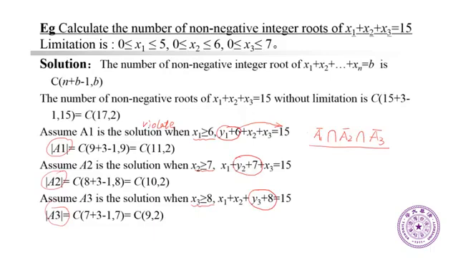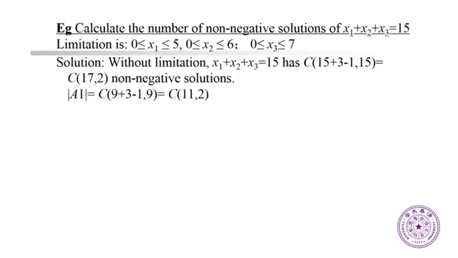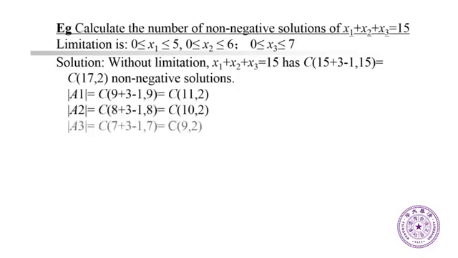As we could solve the sizes of A1, A2, and A3, of course we could also do a similar thing for A1 intersect A2, A1 intersect A3, etc. Then we just use the IEP to deliver our wanted result. Let's keep analyzing. As we want to solve the number of non-negative roots with such restrictions, we could calculate that the size of A1 equals C(11, 2), the size of A2 equals C(10, 2), and A3 equals C(9, 2).